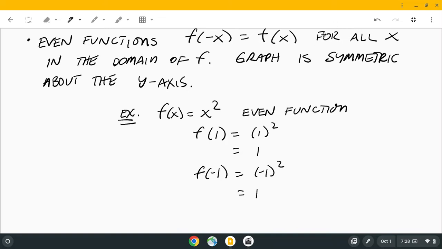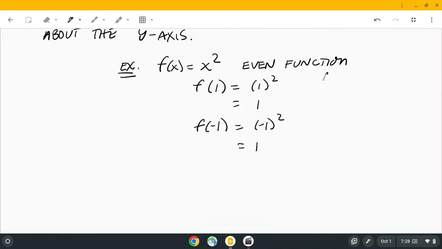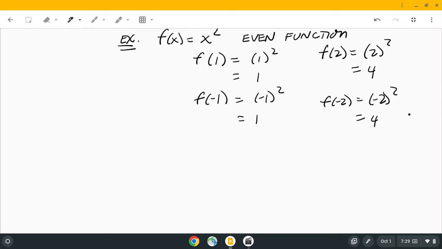And that's going to be true for all the x in the domain. Whether I plug in 1 and negative 1, or 2 and negative 2, or 3 and negative 3, I'll get the same result. Let me write those down as well. You can check it for 2: 2 squared is 4, and negative 2 squared is also 4. So whether you plug in the positive or the negative, you get the same result.